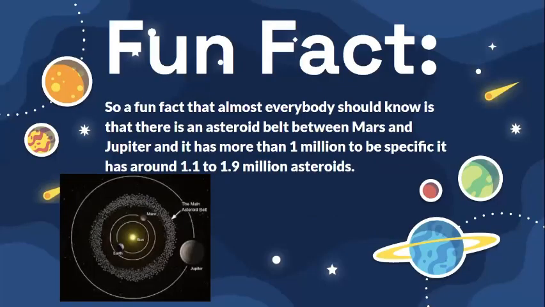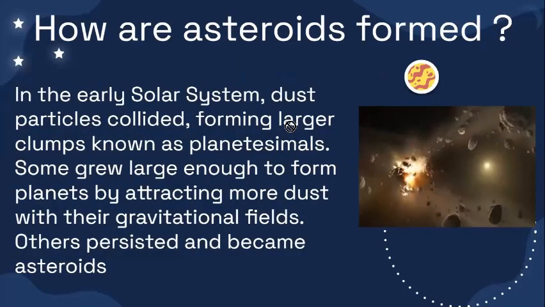Fun fact! So a fun fact is that almost everybody should know, there's an asteroid belt between Mars and Jupiter that has more than 1 million asteroids to be specific. I know, a lot. But to be actually specific about it, it has around 1.1 to 1.9 million asteroids. As you can see with my cursor, this enormous chunk of, look like balls over here. Stop. Don't think dirty, okay? Looks like balls is actually a bunch of asteroids. So you can see that Mars and Jupiter have a big layer in between. That's where all the asteroids are. Yeah, I know.